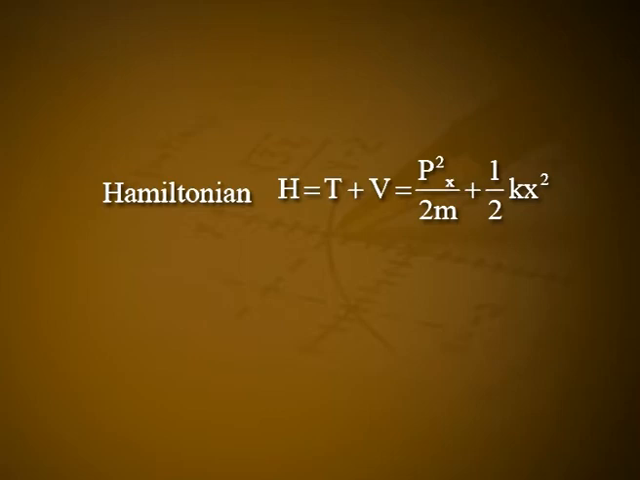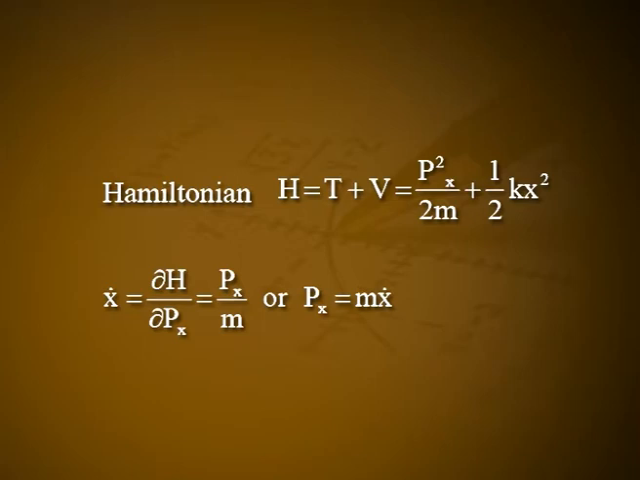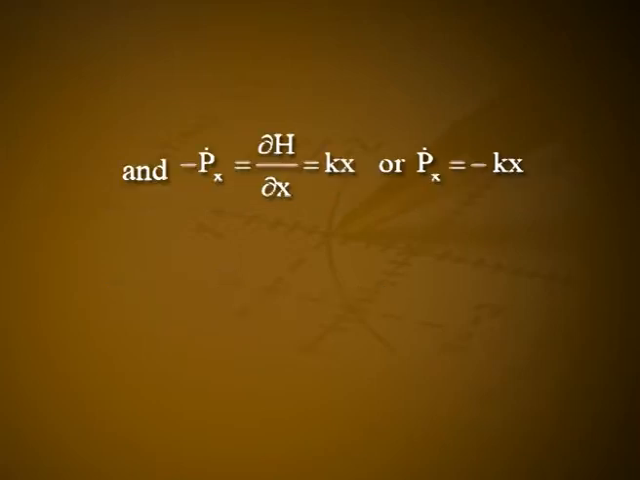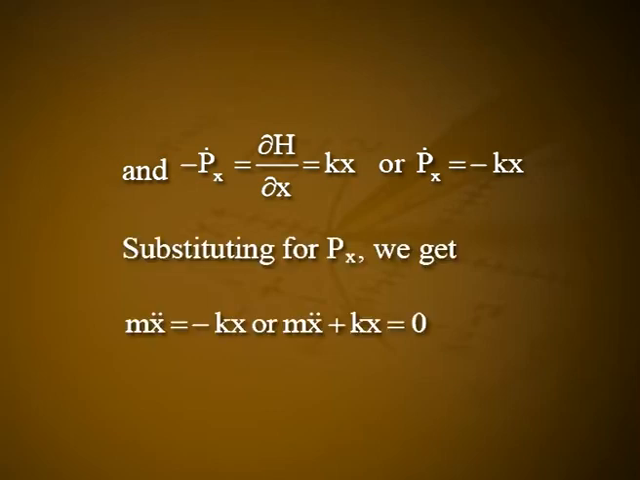x dot is equal to ∂H divided by ∂Px, which is equal to Px divided by m, or Px is equal to m x dot, and minus Px dot is equal to ∂H divided by ∂x, which is equal to kx, or Px dot is equal to minus kx. Substituting for Px, we get m x double dot is equal to minus kx, or m x double dot plus kx is equal to 0. This is the differential equation of a harmonic oscillator.